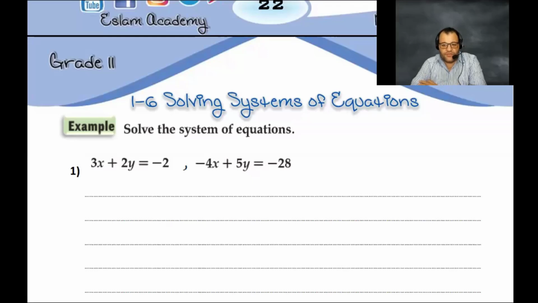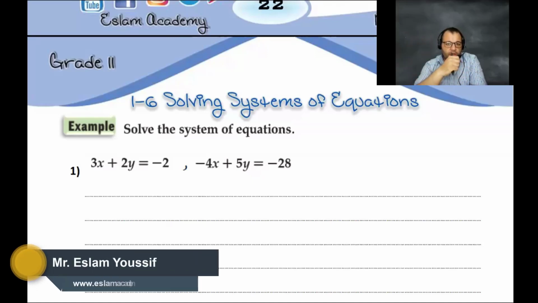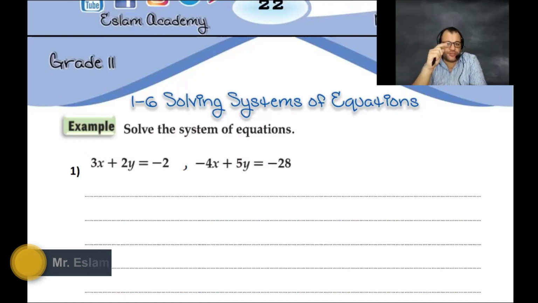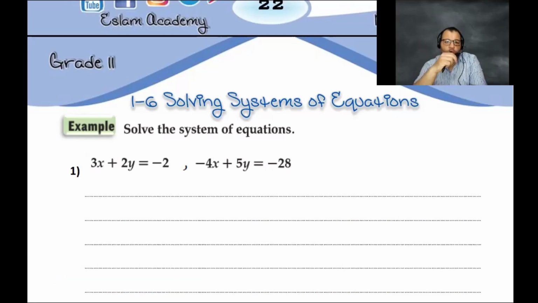To solve the equation means to find the value of the variable. If we have one equation, it means we have only one variable. If we have more than one variable, we need more than one equation. If you have two variables, you need two equations to solve them. Three variables, you need three equations. Four variables, you need four equations. That's defined as a system of equations: more than one equation connected together to form a system.